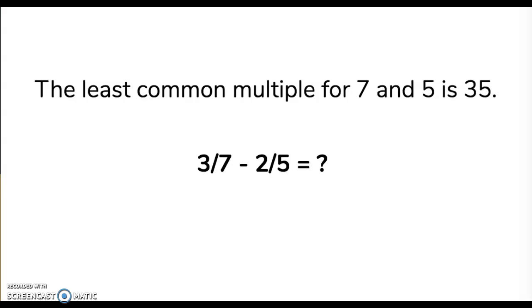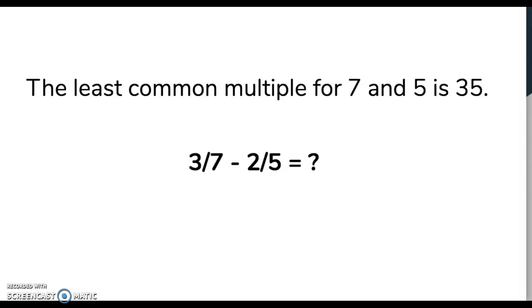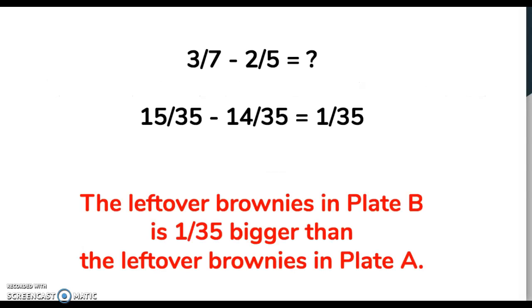Now think about this subtraction. 3/7 minus 2/5. Can you rewrite these fractions by using the common multiple of 35 as a common denominator? Please pause and find out your answer. The answer to this subtraction, 3/7 minus 2/5, or the equivalent fractions, 15/35 minus 14/35, is 1/35. So the leftover brownies in plate B is 1/35 bigger than the leftover brownies in plate A.